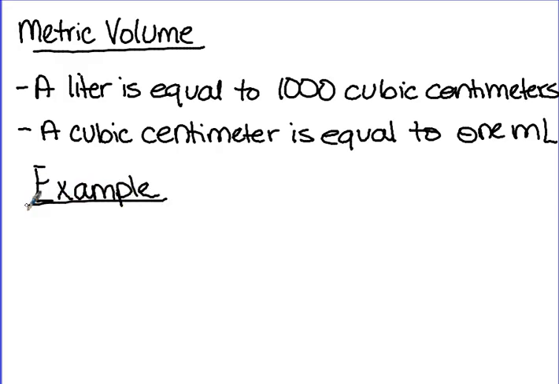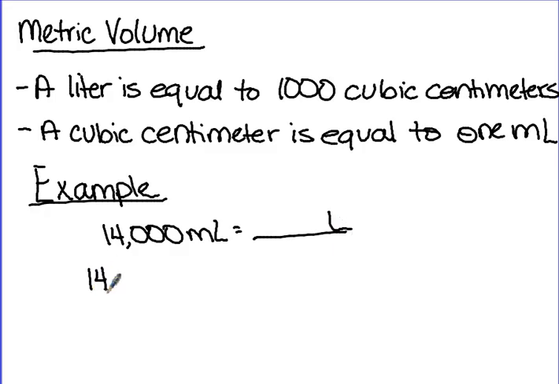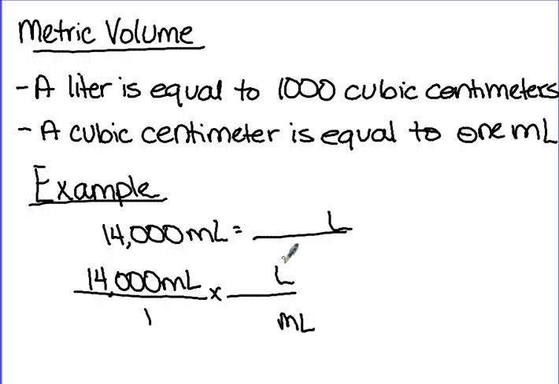The first example, we want to convert 14,000 milliliters to liters. We're going to use unit multipliers. When using a unit multiplier, we want to cross-cancel the unit that we are getting rid of and put the unit that we are looking to on the top. So we put milliliters on the bottom so that we can cross-cancel it, and liters goes on the top. Now we just need to fill in our information.